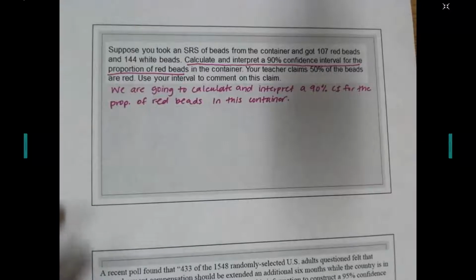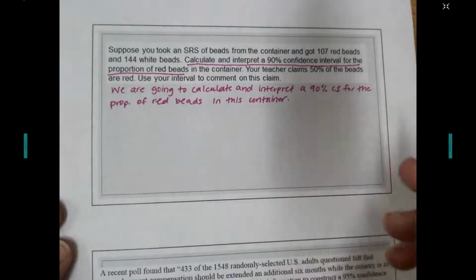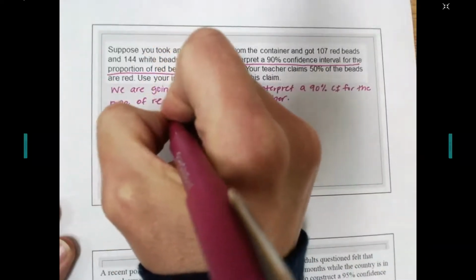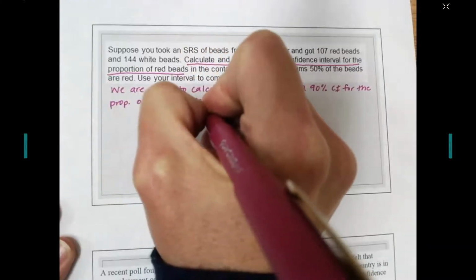All right, so let's go ahead and then check our conditions. So first condition, simple random sample. Well, they took a simple random sample of beads, so the sample is a simple random sample.